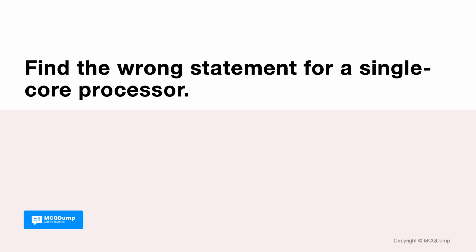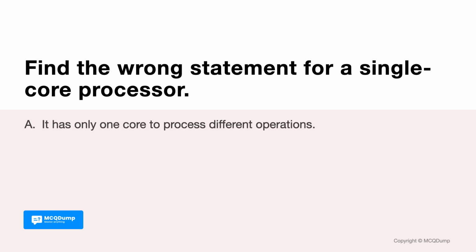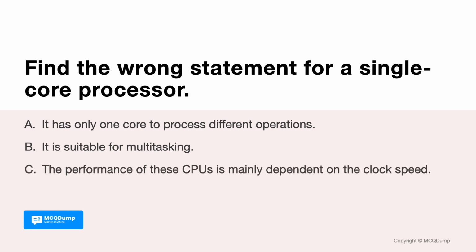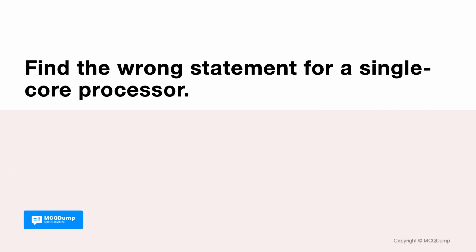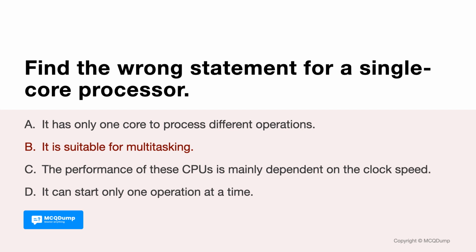Find the wrong statement for a single core processor. Options are A. It has only one core to process different operations. B. It is suitable for multitasking. C. The performance of these CPUs is mainly dependent on the clock speed. And D. It can start only one operation at a time. Answer is B. It is suitable for multitasking. Actually, it is not suitable for multitasking.